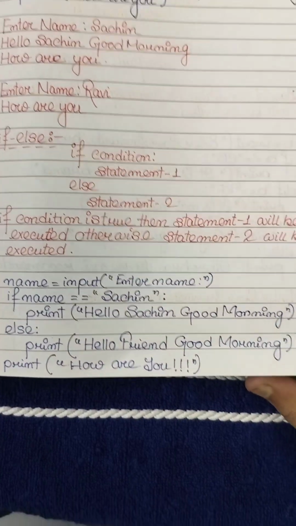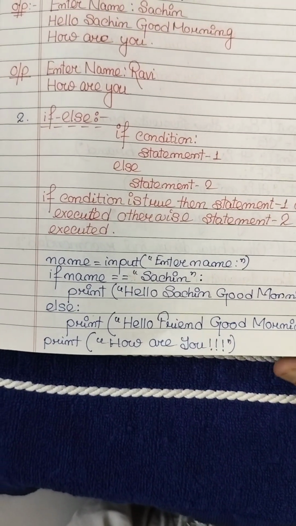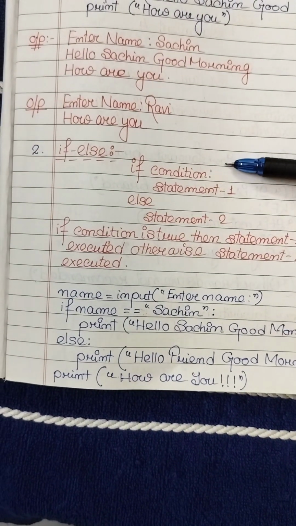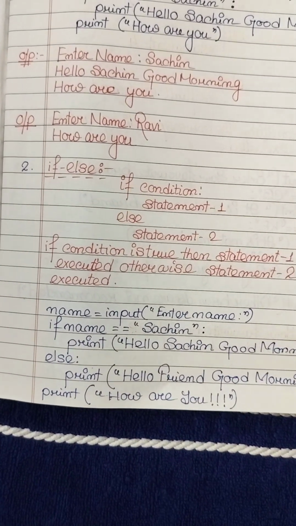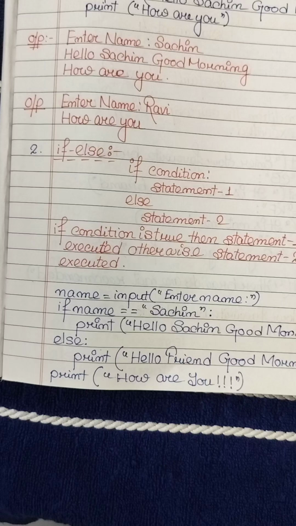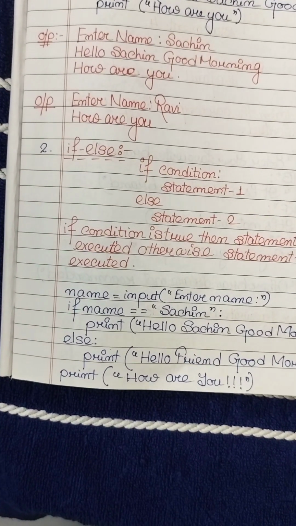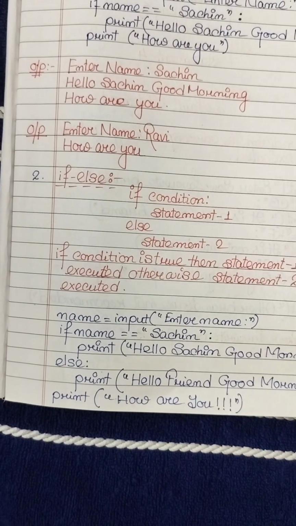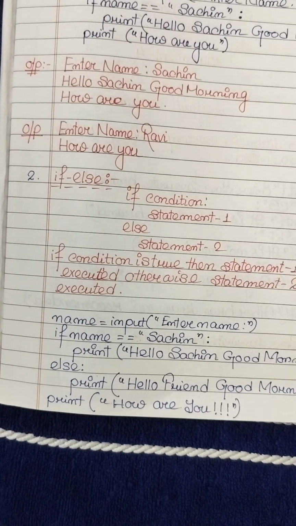Now the second part, if else. If the condition is true, then statement 1 will be executed. If the condition is false, then it will move to the else part, and the statement in the else part will be executed. If the condition is true, statement 1 will be executed, otherwise statement 2 will be executed.